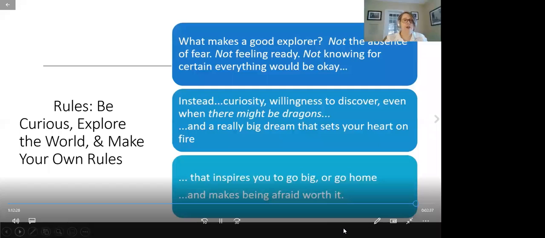And this helps create some new rules, right? As opposed to maybe those original ones we've derived about OCD, about recurrent intrusive thoughts, about anxiety. Think about this metaphor of being an explorer, right? What makes someone good at exploring? Not being afraid, not feeling ready, and definitely not knowing things for certain, but it's all the things that we've been talking about and something really powerful to go after, something that's really inspiring, that makes being afraid worth it.